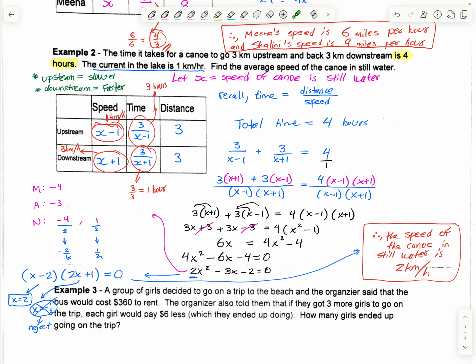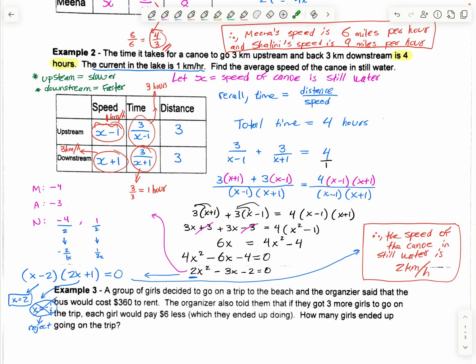Common mistakes in these types of word problems, rational word problems, is students often reverse the signs and write upstream as x plus 1, but that would be wrong. It has to be x minus 1. That would make no physical sense because going upstream should be slower, not faster.